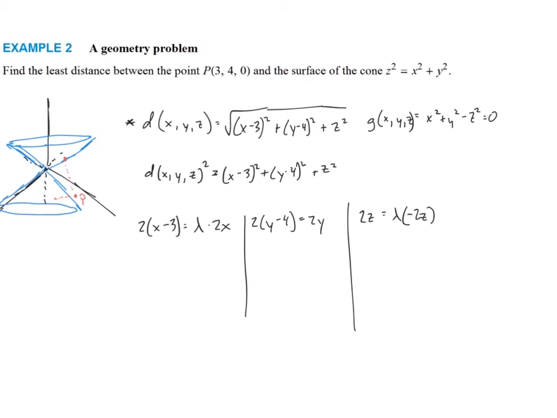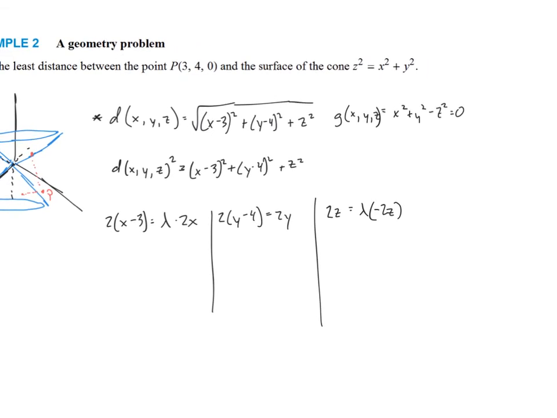Okay, so we've got those 3 equations from computing the gradient, and I'm also going to rewrite my constraint equation: x squared plus y squared minus z squared is equal to 0. There, we've got 4 equations. Solve them. Now we get to the fun algebra part of the problem.